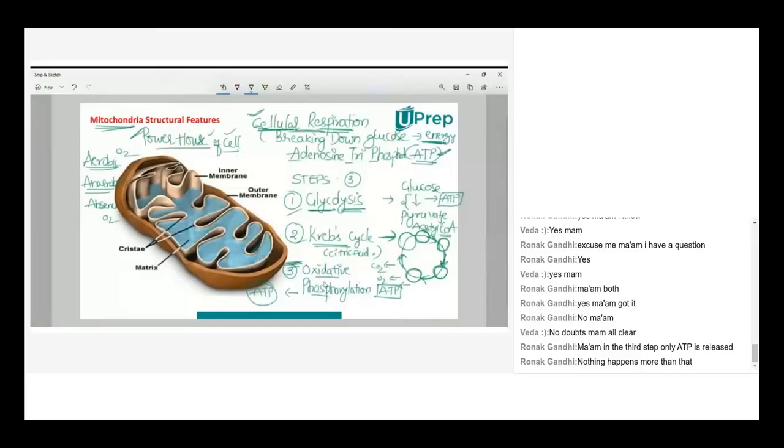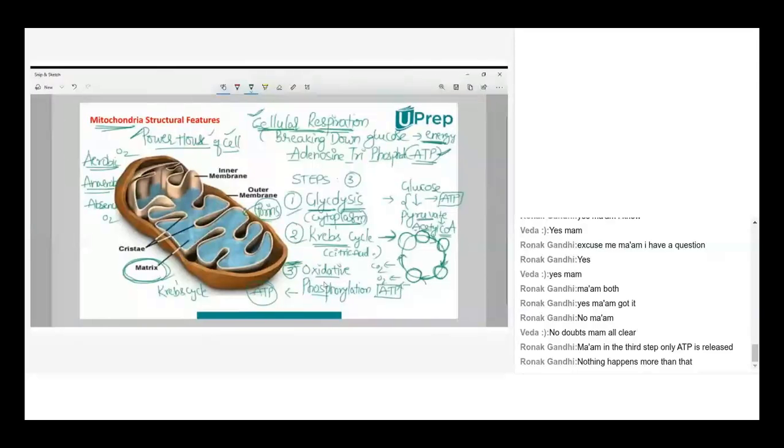Now glycolysis, it happens in the cytoplasm. The place where glycolysis happens is the cytoplasm. And in the cytoplasm, after glycolysis, pyruvate will be formed. Acetyl-CoA will enter into mitochondria through porins. Remember the word porins, carriers. Through porins, the acetyl-CoA will enter into mitochondria. And in the mitochondrial matrix, the Krebs cycle happens.